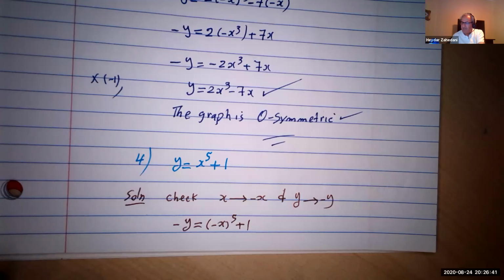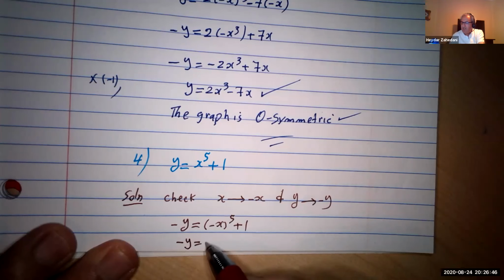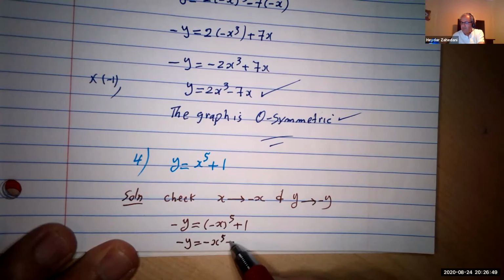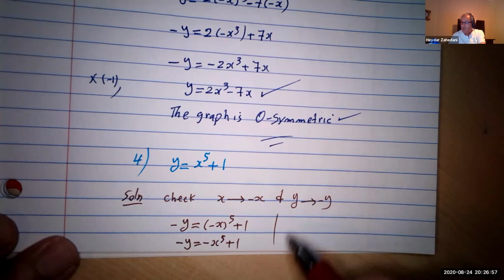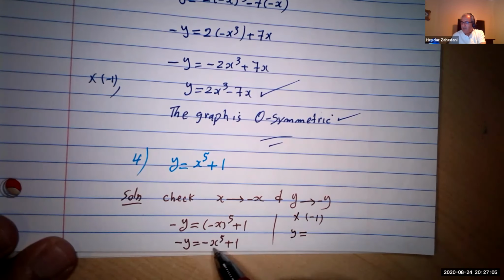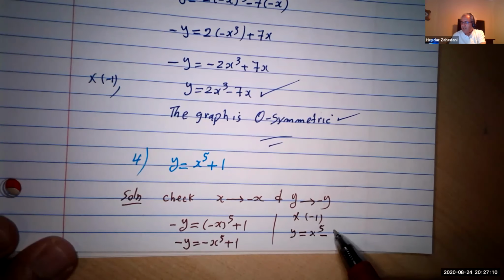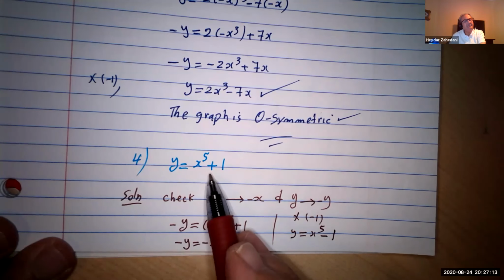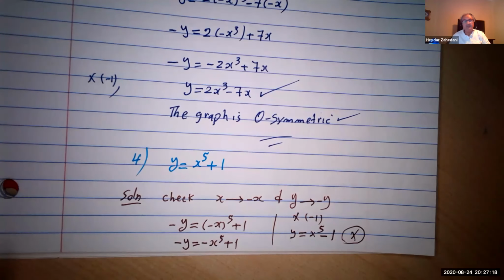Simplify it. That gives negative y equals negative x to the fifth plus 5. You want to solve for y, so you multiply both sides by negative 1. That gives y equals x to the fifth, and the positive 1 would be negative 1. You see, we didn't get the original one, so this means this graph is not symmetric.